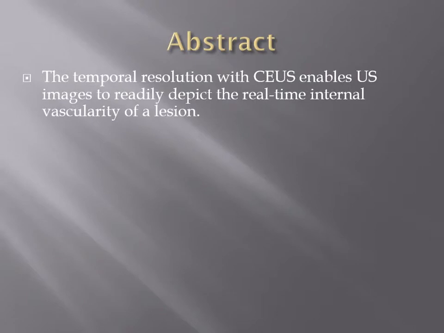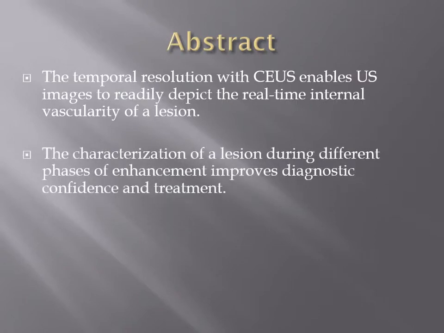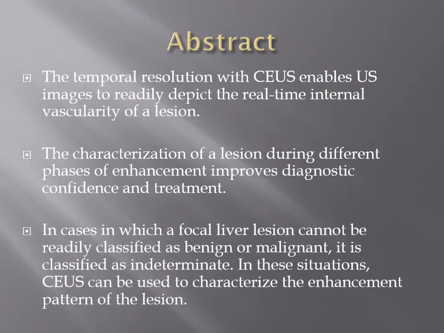The temporal resolution with this technique enables the ultrasound to depict the real-time internal vascularity of the lesion. It means there will be a real-time image and you can see the vascularity of the lesions. For characterization of the lesion during different phases, we take the same phases as CT: arterial, portal and venous. In cases in which the focal liver lesion cannot be radiologically classified, for example as benign or malignant, it is termed indeterminate. So this technique will be a problem-solving tool according to the enhancement pattern of the lesion, whether it's benign or malignant.